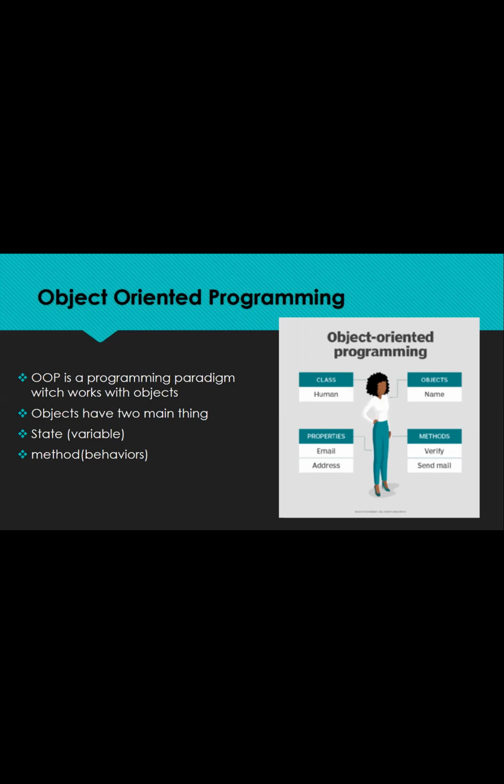Understood? So if he or she can run or eat or talk, all these are known as methods, behaviors. Is it clear? Am I clear?